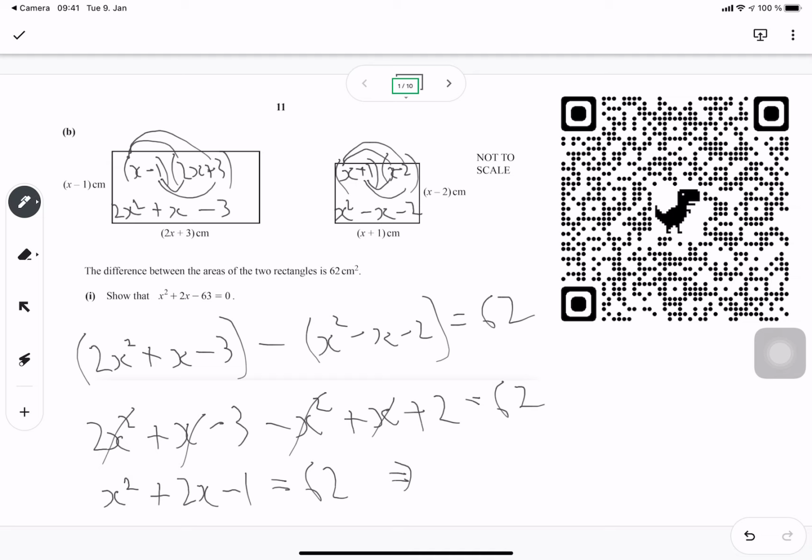I want to make the right-hand side equal to 0. So you can see I'm going to have to take away 62 from both sides. That's not going to affect x squared. It's not going to affect 2x. Minus 1 minus 62 gives me minus 63, and that's now equal to 0. I've got back to where they started. It's always worth, when it's a show that question, to show a little bit more.